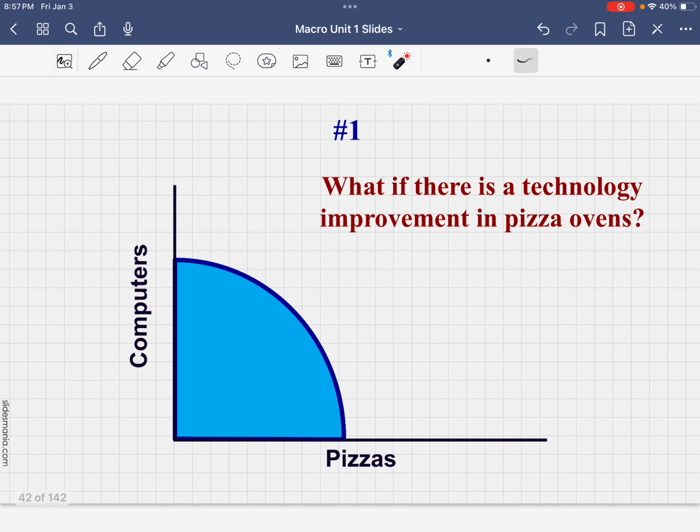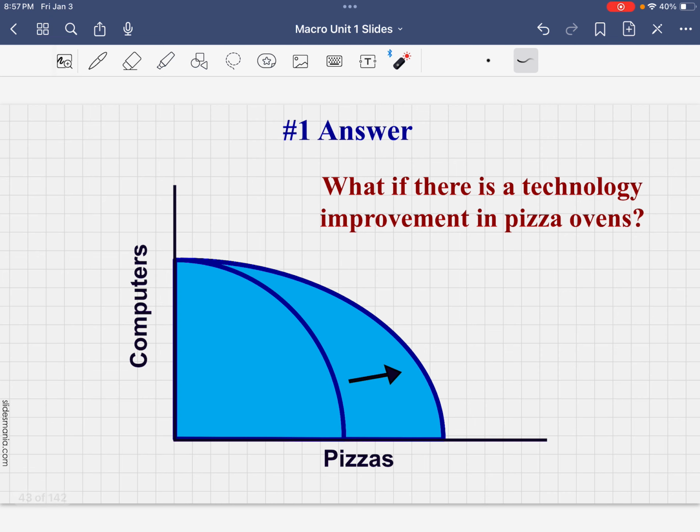What would happen if there's technology improvement in pizza ovens? So you've got to think, in pizza ovens, there's technology improvement. What's going to happen to our production possibilities, just for pizza? Okay, moving forward, here's what's going to happen. The amount of pizzas that can be made gets pushed outward, but not the amount of computers, because the technology making pizza and computers are so entirely different, and that's why we call it an increasing cost curve, because it's two goods made from different resources.